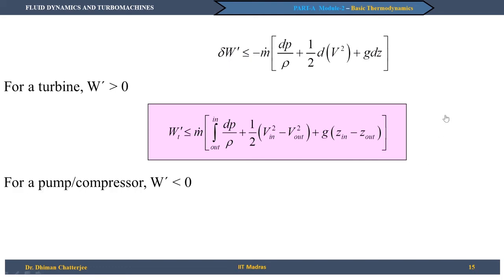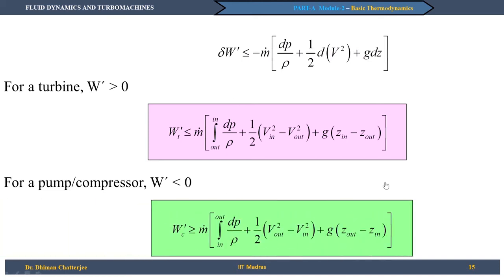For a compressor, however, W prime is less than 0. So, if we swap the directions of this inequality, we just bring it to the other side and rewrite it, then we can say that W C prime, because I have now made it into the positive way of expressing the power as we have done, is m dot times the integral from in to out of dp by rho plus half v out square minus v in square plus g times z out minus z in.